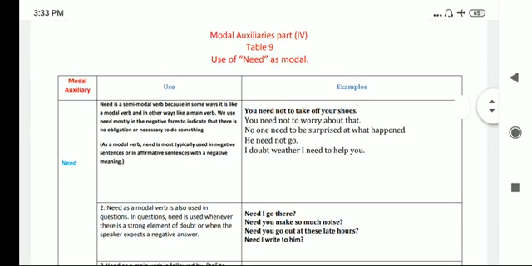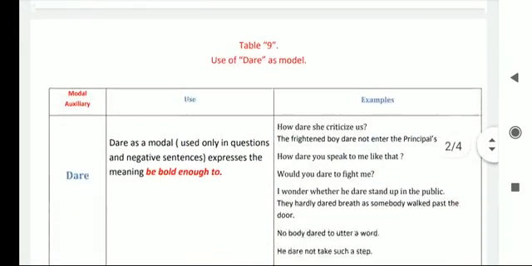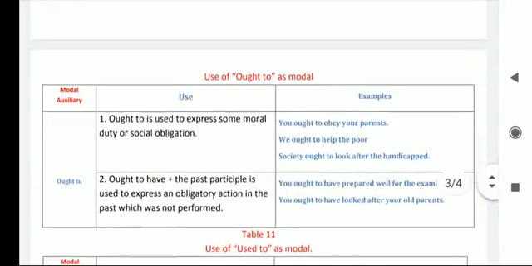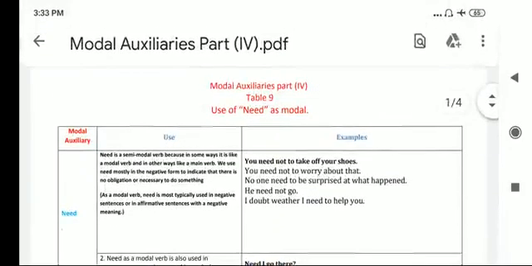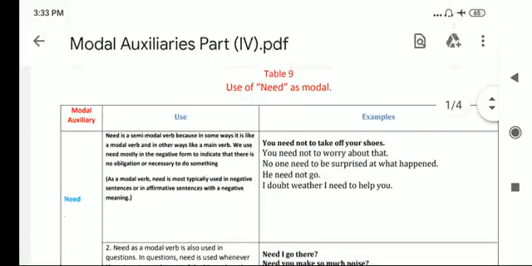In today's lesson we will be discussing four modal auxiliaries, that is need, dare, ought to and used to. Let's start. Modal auxiliary need. Its use and examples.